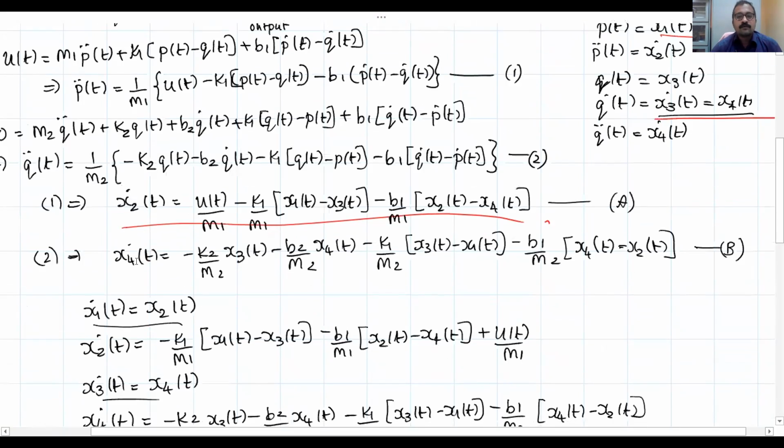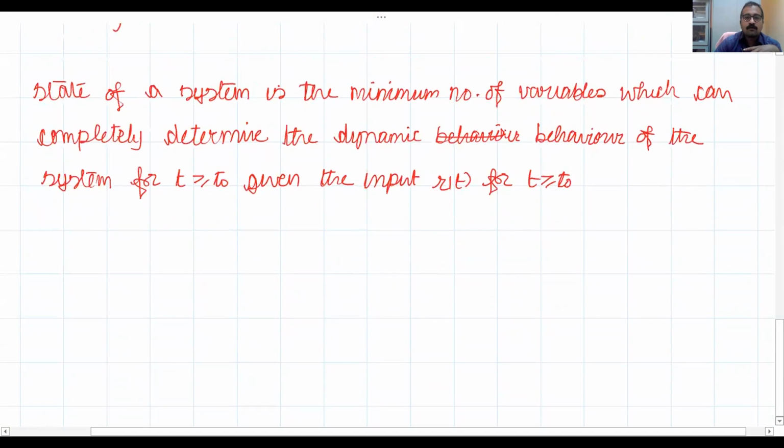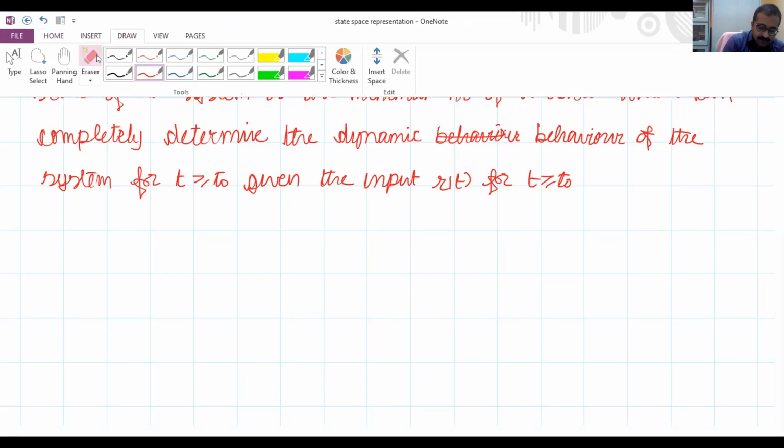Fine. Now, state variables or state space form can be obtained from transfer function as well. Or you can convert a transfer function into state space form. So we will see both. First one is converting state space to transfer function form.